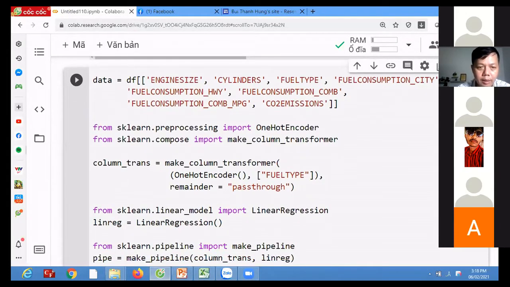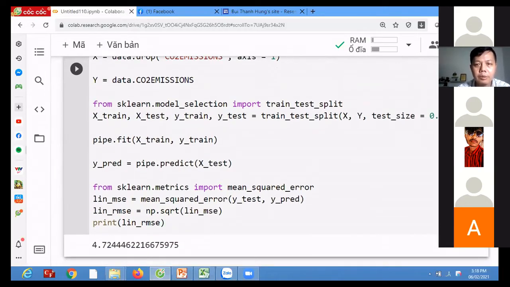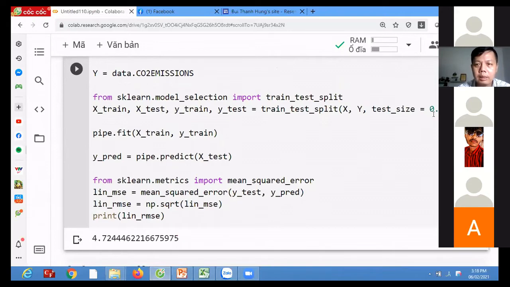The first model I will use here is linear regression to predict. I will divide the data set with a ratio of 0.2. It means that 80% is for training and 20% is for testing. When I run this, I apply the mean square error metric to evaluate the result, and I get the result here.